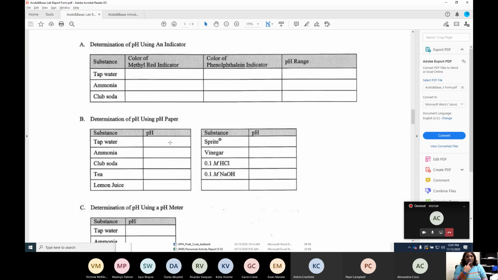Does that make sense? If you felt that the club soda, for example, was a color that fell between 5 and 6, then you'd say your club soda's pH is between 5 and 6. But if your ammonia was dead on one number, if you felt your ammonia was 10, then you just put the number 10. So I'm not looking for any decimal places for pH paper or for the pH range for the indicator. But for the pH meter, you should give the entire reading with 2 decimal places. Does that answer your question?